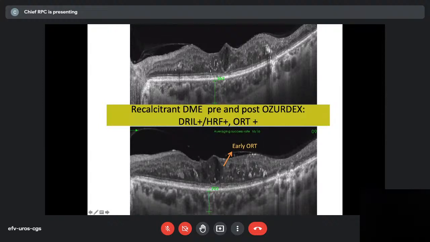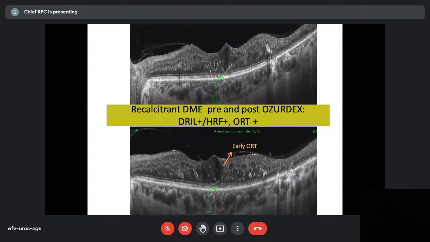This is called hyperreflective foci, HRF. These hyperreflective foci are signs of inflammation. This is not neurodegeneration. ORT is neurodegeneration. This is a sign of inflammation. There is inflammation in diabetic retinopathy. There is inflammation in neovascular AMD. So this is inflammation. So multiple factors play a role.